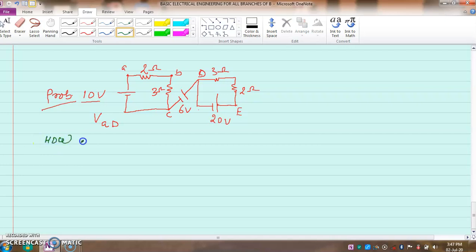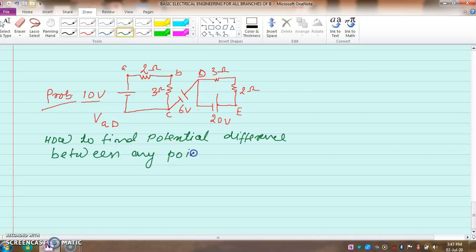How to find potential difference between any 2 points of an electric circuit. This is our task here, to discuss how to find potential difference between any 2 points in the circuit.